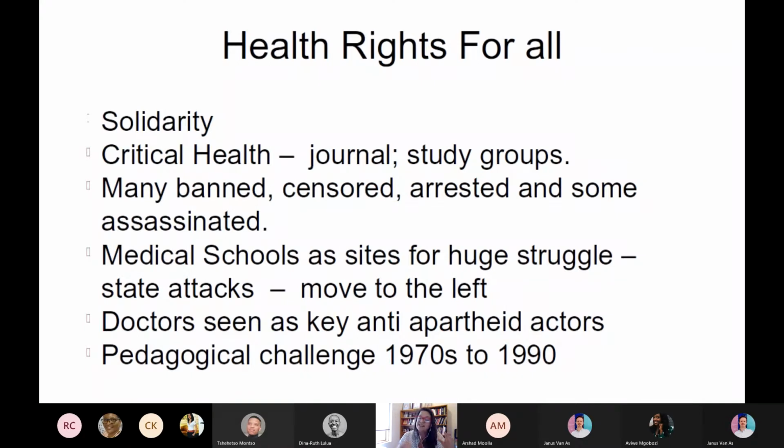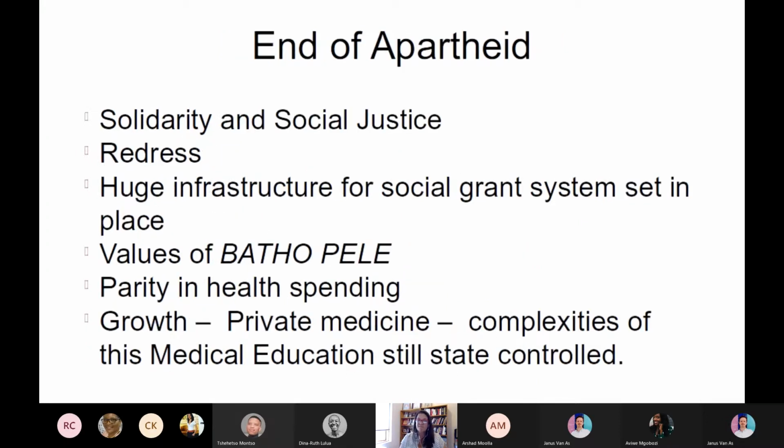So the universities and particularly the medical schools become places where the Pretoria government begins to target and intervene and name the effort for health solidarity as a kind of anti-state project. And pedagogical change begins to emerge and bubble up in the 70s and the 80s. Health rights for all. Next slide, please.